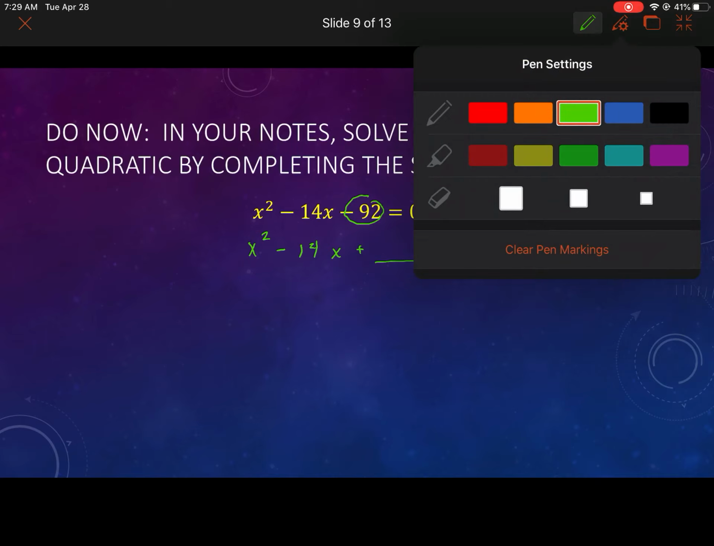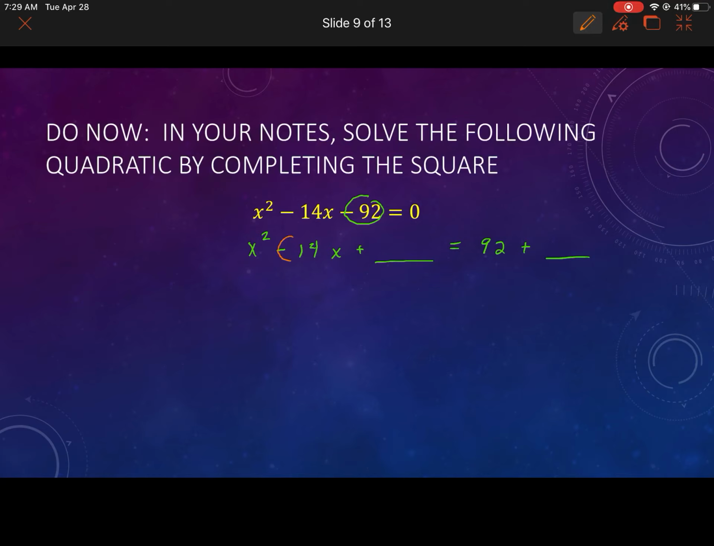Okay, so now what we're going to do is take our b value, which is negative 14, and use that little expression b over 2 squared. So in this case, we're going to take 14, divide it by 2, which is 7, and square it, which is 49. So we're going to add 49 to both sides. Now that gives us our perfect square trinomial on the left. So that's going to factor down to x minus 7 times x minus 7, or x minus 7 squared. And then we're going to add the 92 and the 49 to give us 141.